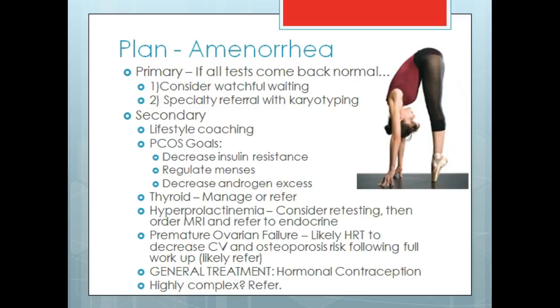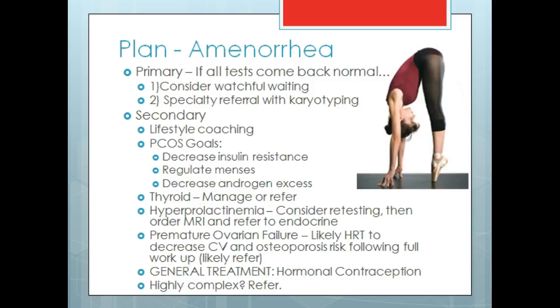Okay, so amenorrhea. What would a plan look like for amenorrhea? So if it's primary amenorrhea, you basically have two options. If all her tests are coming back normal, you've done some diagnostic imaging, you've also done a bunch of labs, all of that's looking normal, you could either consider watchful waiting, as in she's 16 now, but maybe in 3 months she's going to have her period, or you could consider a specialty referral, and they might do some karyotyping along with some other things to see if they can figure out what's going on.